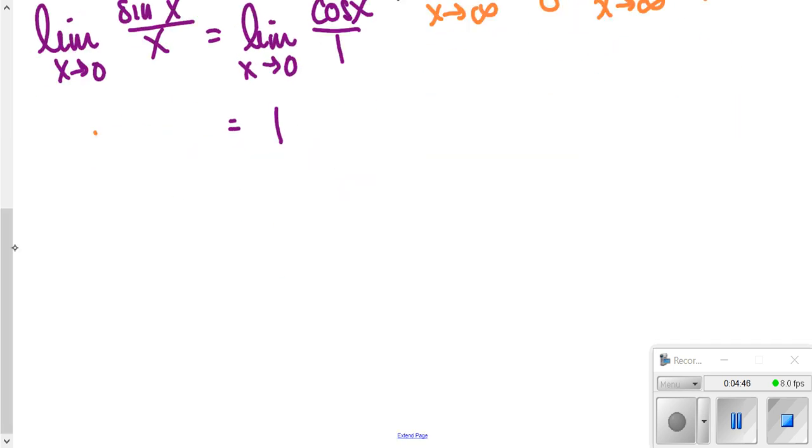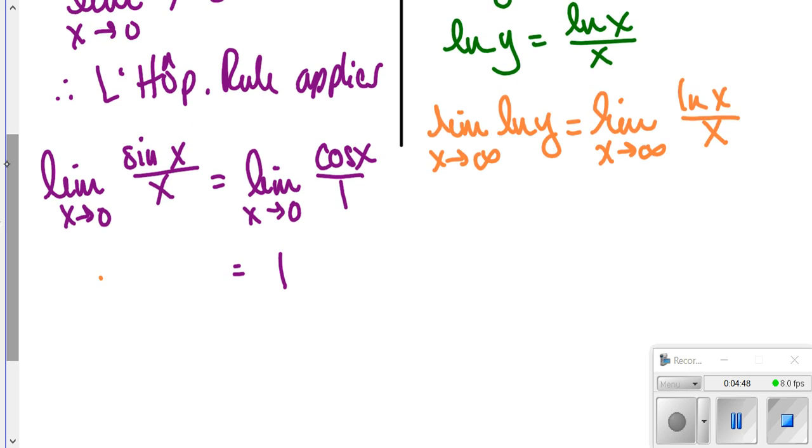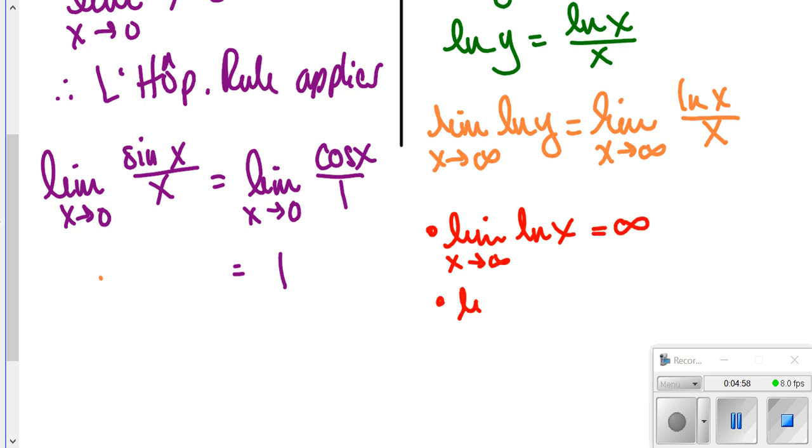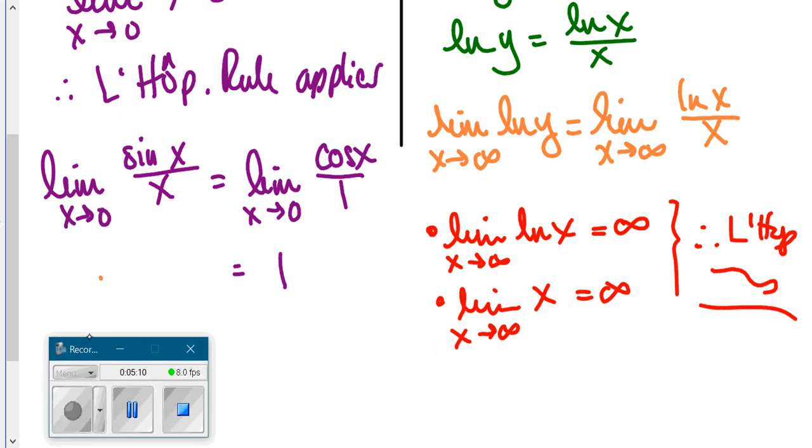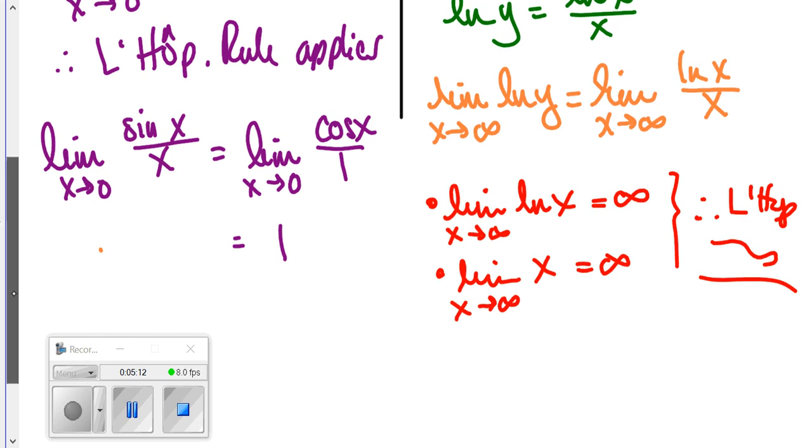Well, sorry. So the limit of the numerator as x approaches infinity is approaching infinity. The limit of the denominator as x approaches infinity clearly is approaching infinity. And so therefore L'Hopital's rule applies. Write the thing, blah, blah, blah. Okay, so you write that, and now we can utilize L'Hopital's rule.